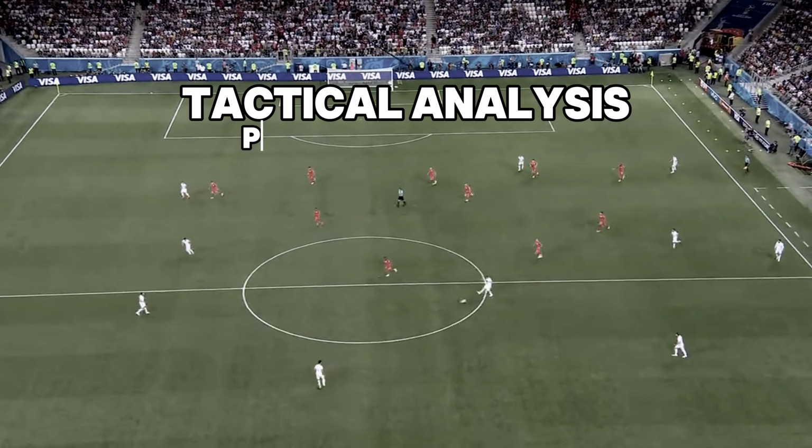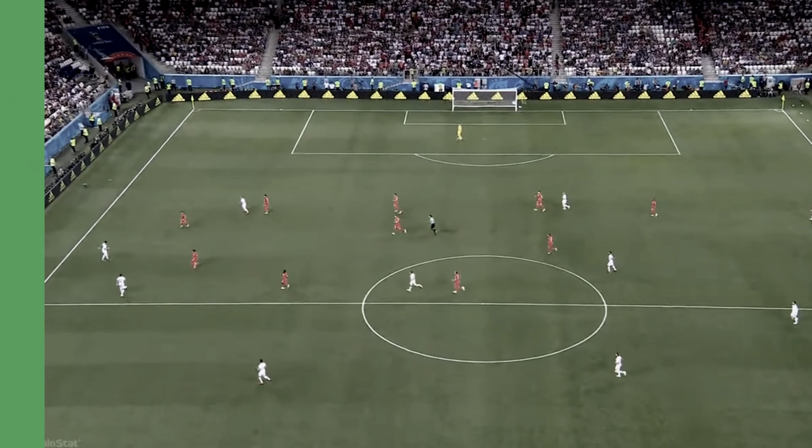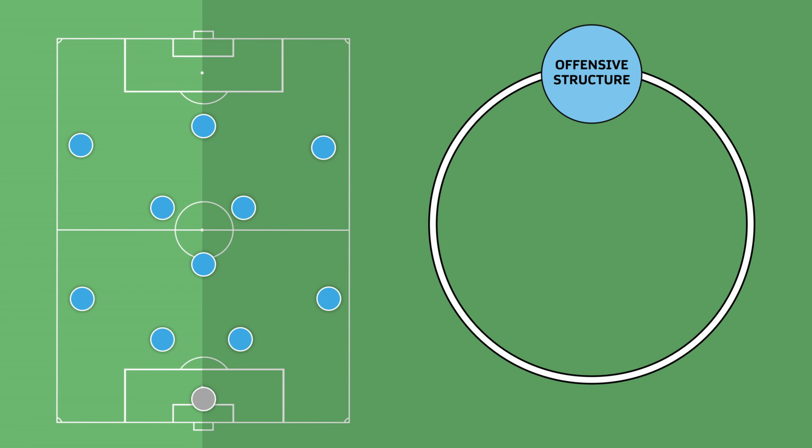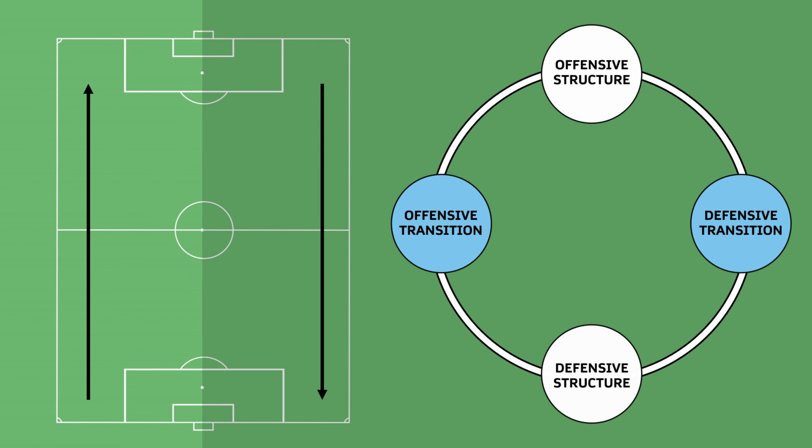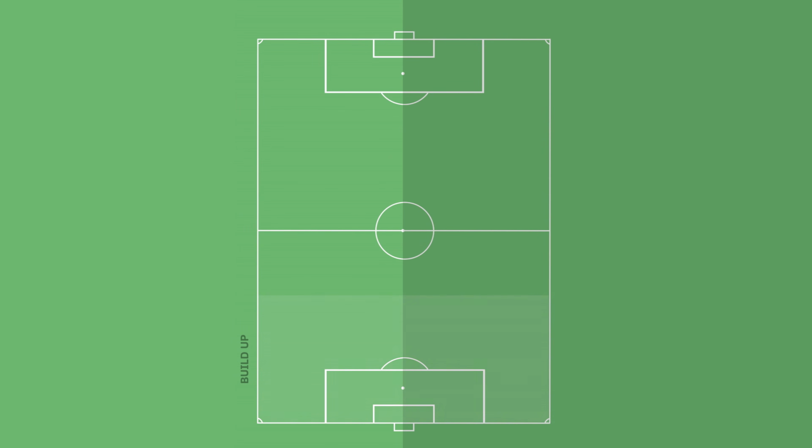How do you tactically analyse a football match? Well, the game is split into 4 phases: in possession, out of possession, attacking transitions and defensive transitions, and we use these 4 phases as a guideline to analyse any team, as well as set plays. In part 1 of 3, we're going to be covering the in possession phase.